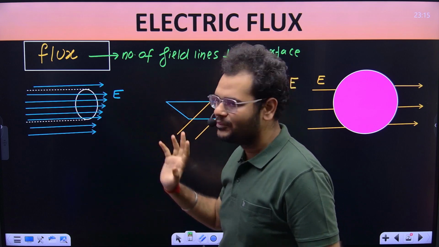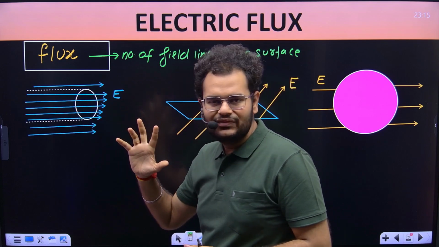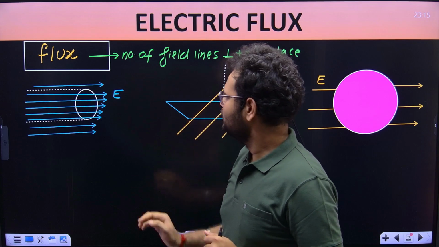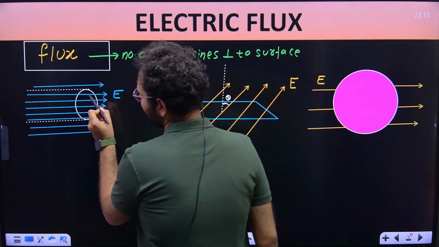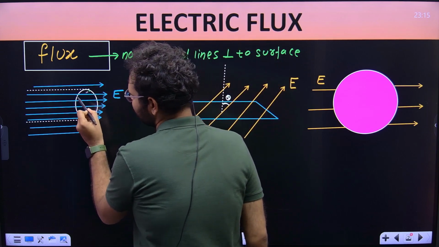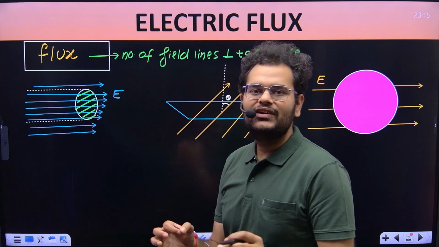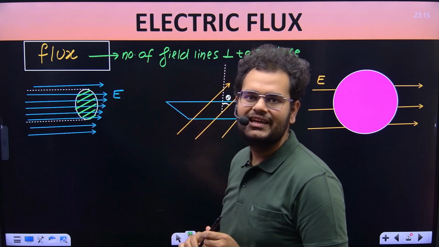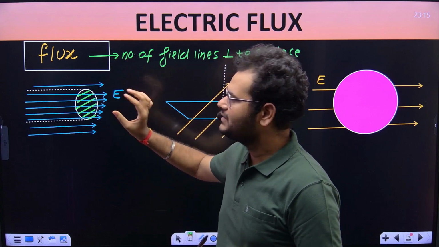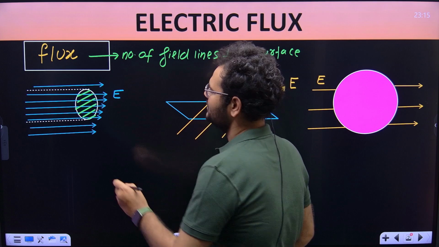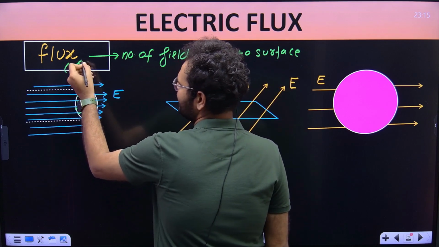Let us take an example. This is our cylindrical surface and the electric field is along the axis of the cylinder, right? So where is the area vector? First you understand the area. So this is our area. Can you see the electric field lines are perpendicular to this area? So whenever I write flux, I will say the number of electric field lines perpendicular to the area. Very simple concept. It is denoted by phi.